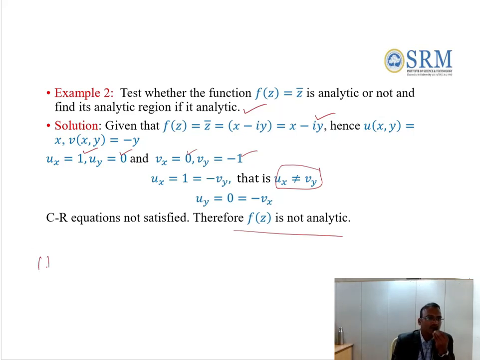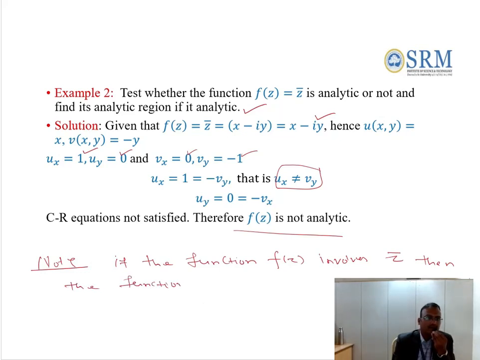And another note, if the function f of z involves z bar, then the function f of z is not analytic. Okay, right.